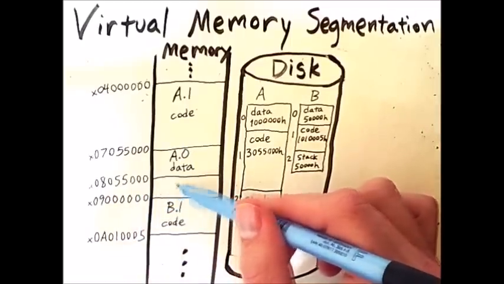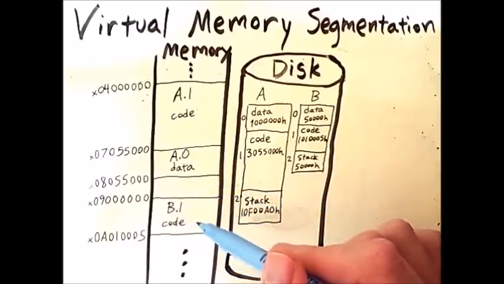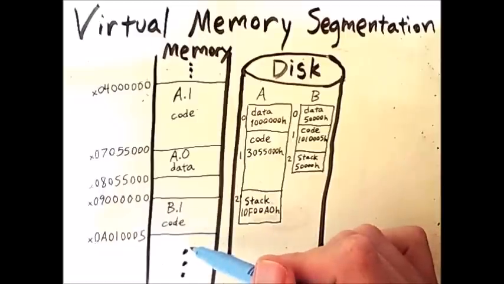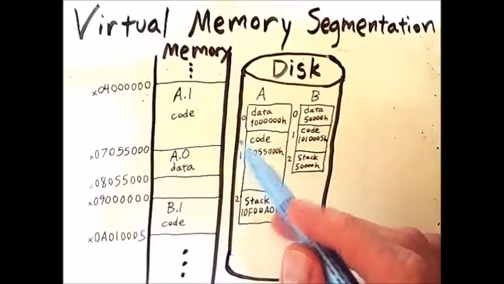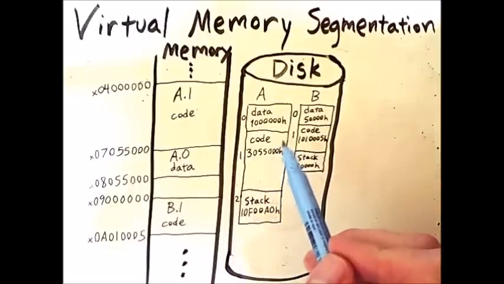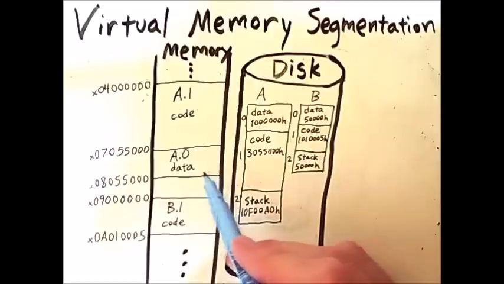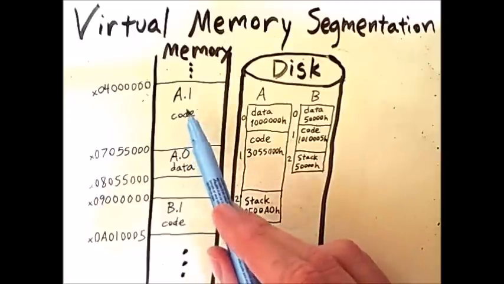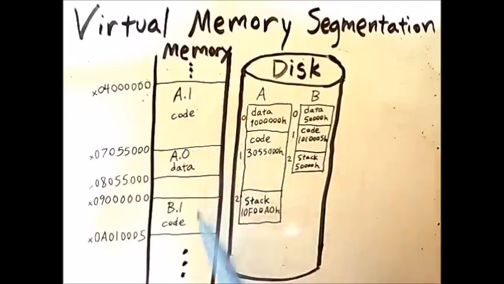There's empty space here between the segments. That is external fragmentation. And memory trails off down and below. And so currently, the only segments from this diagram that are in memory are the data segment, segment 0 of process A, the code segment, segment 1 of process A, and the code segment, segment 1 of process B. The stack segments are both missing, as is process B's data segment.